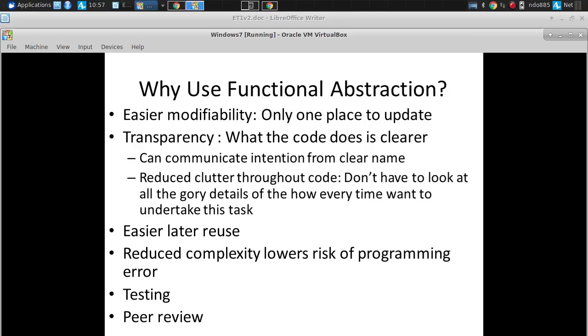Reduce complexity. It's clear what the code does, and therefore it's less likely you'll make mistakes. You're not repeating the same condition again and again and potentially making a mistake each time, replacing a greater than or equal to 0 with a greater than 0 one time. It's easier to test. Why is it easier to test if we have these things broken up into pieces?